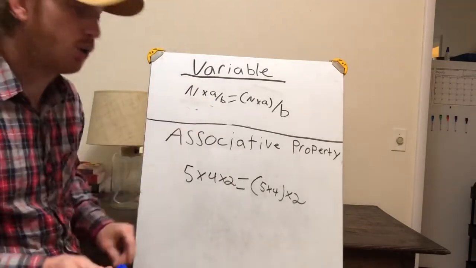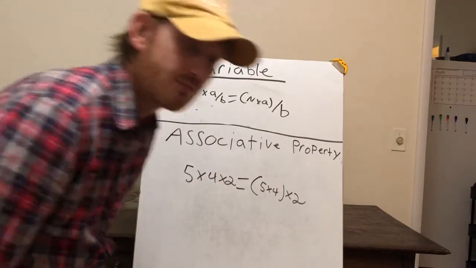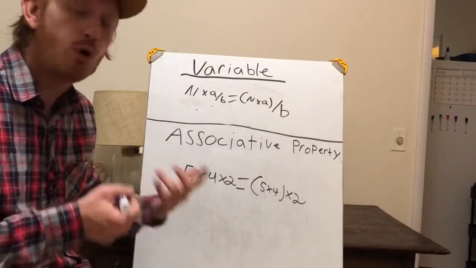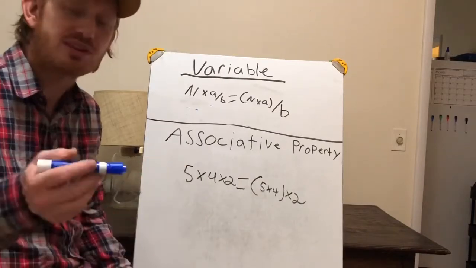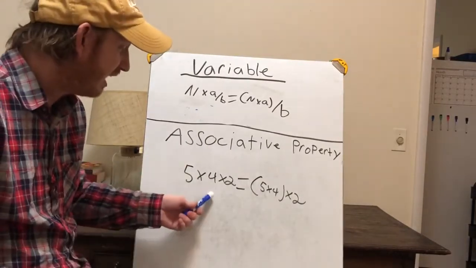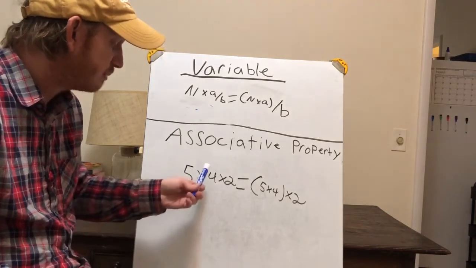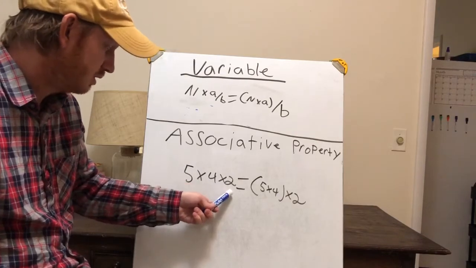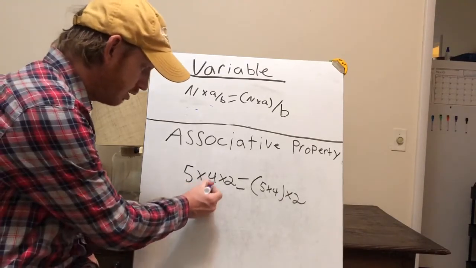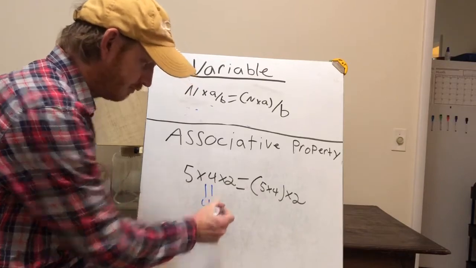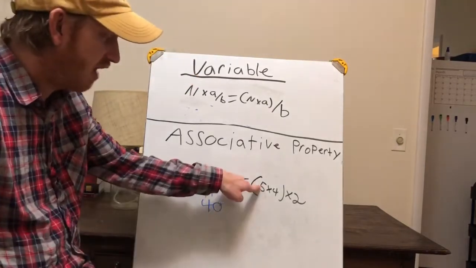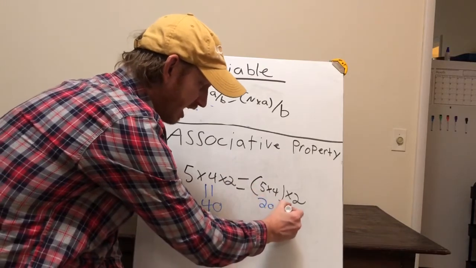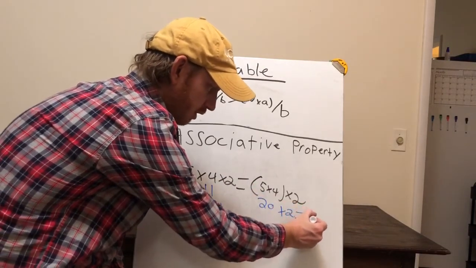The second thing that we're going to go over is the associative property. The associative property means that no matter how you move multiplication around, you're going to come out with the same answer. And the example that I have right here is 5 times 4 times 2. 5 times 4 times 2 is equal to 40. But it can also be written 5 times 4, which is 20, times 2, which is 40.